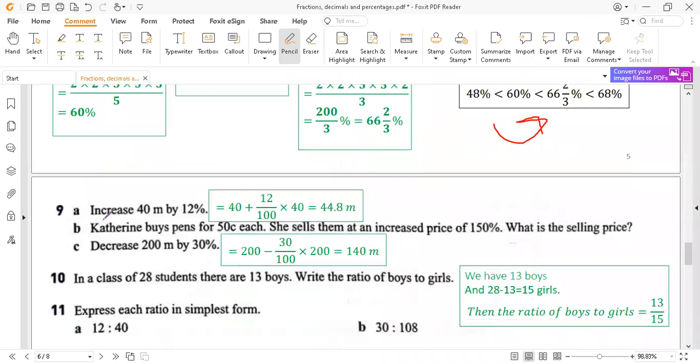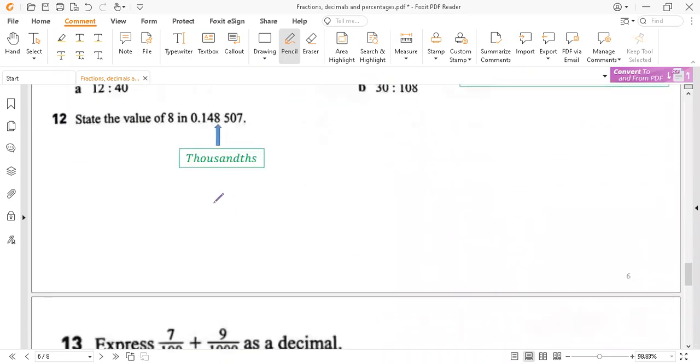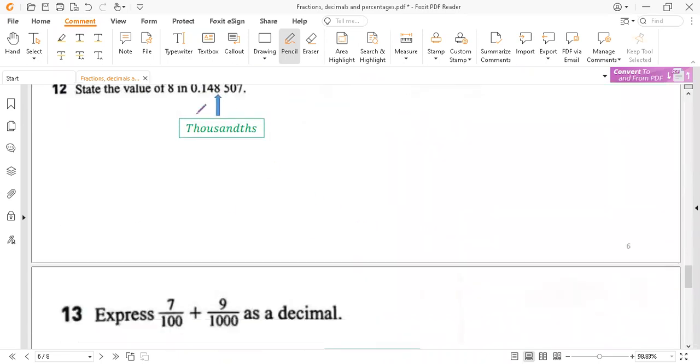Okay. What about increase? What do we mean by increase? Increase means we add, so it is addition. We increase 40 meters by 12%. So the 40 meters we increase by adding 12% of 40. So 12 over 100 by 40, to obtain 44.8. Decrease means we subtract. We subtract 30% from 200 to obtain 140 meters. Okay, so this is the information that we have.